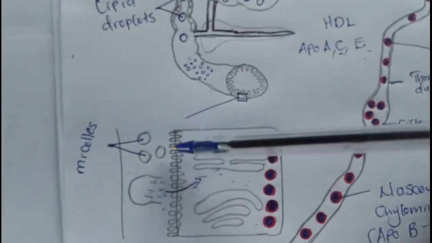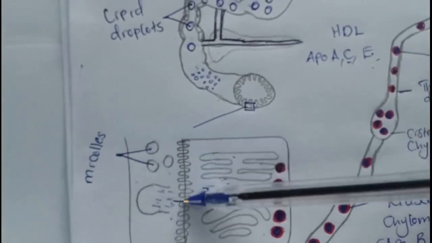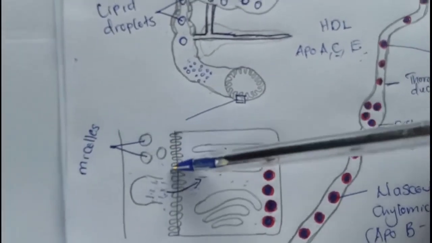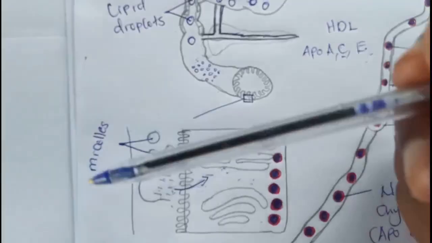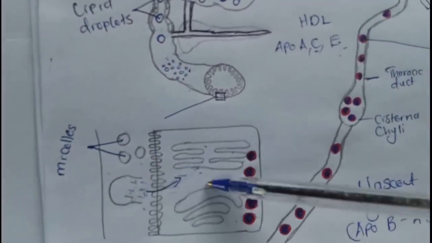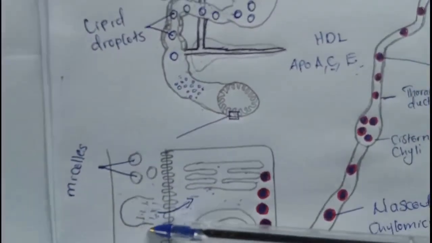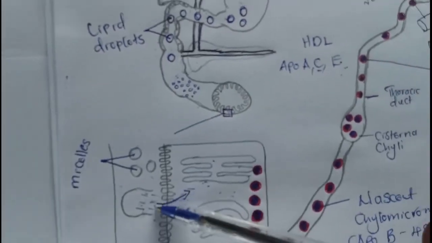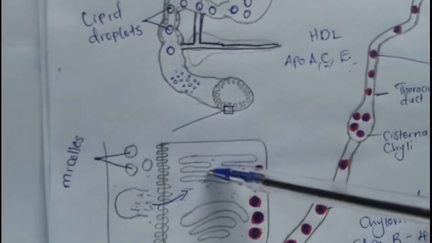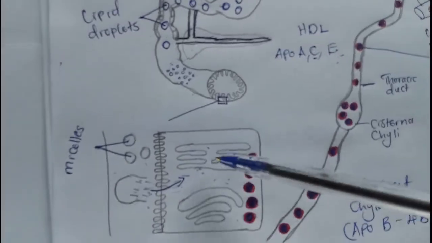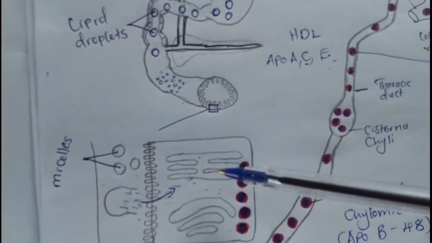So what happens is that there is simply a proton pump here, which repels the bile salts away, and then what enters into the cell is just the fatty acids and the glycerol. And then when the fatty acids and glycerol enter this cell, they go to the smooth endoplasmic reticulum. This is the smooth endoplasmic reticulum.